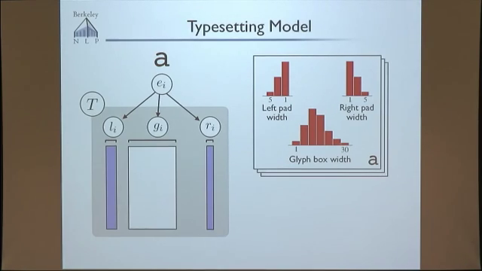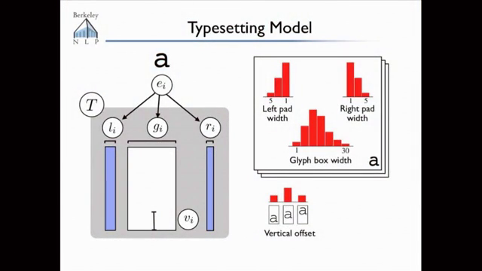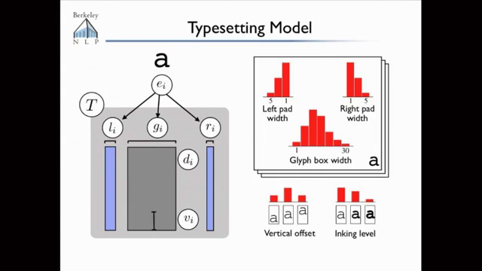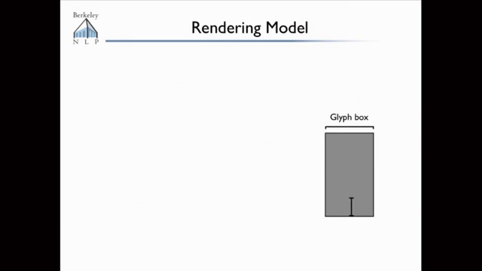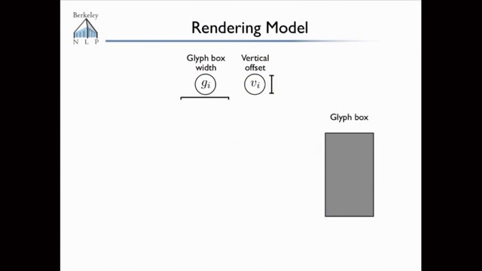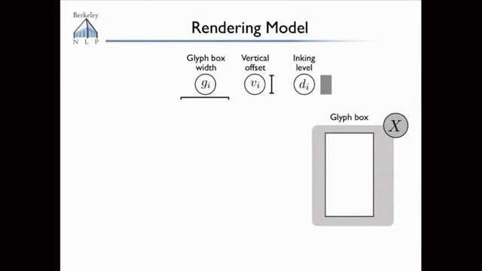Okay, so we're also going to generate the vertical offset, as I mentioned before, and that we'll call V sub I, but that's going to come from a global multinomial. And then finally, we'll generate the inking level for this glyph box, D sub I, again from a global multinomial. Okay, so now we're going to try to fill in the pixels for this particular glyph box token. And so far, we've generated the width of the box, the vertical offset of the glyph that's going in the box, and the inking level for printing that glyph in the box. And we're trying to fill in the grid of pixels, which is X.